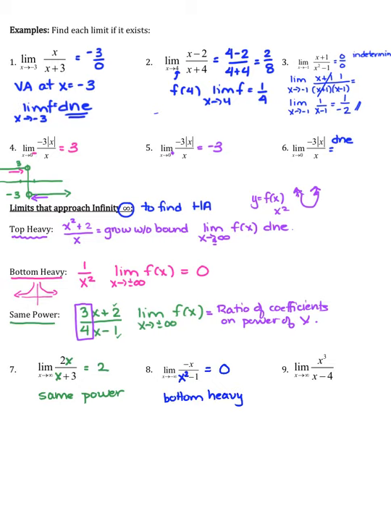And then this last one, limit as x goes to infinity, x cubed over x minus 4. This one is top heavy, which means as I'm plugging in bigger and bigger values of x, the output is just going to get bigger and bigger. So this is going to grow without bound, which means that limit does not exist.